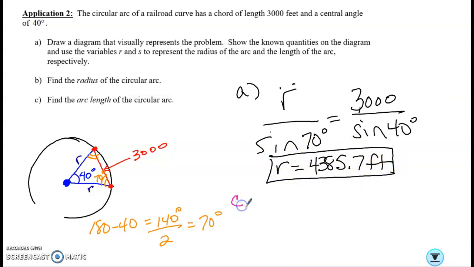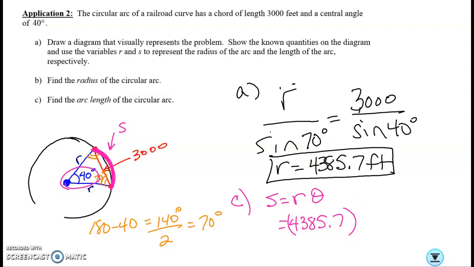Part C goes on to talk about the arc length. Well, we talked about arc length at the beginning of trigonometry, and arc length is this piece out here on the circle. So they're talking about that circular part on the circle. So the arc length formula is S equals R times theta. Well, we know our radius, we just found it. And theta is the central angle, but hopefully you remember you need to convert that central angle into radians because we can't put it in degrees into this formula.